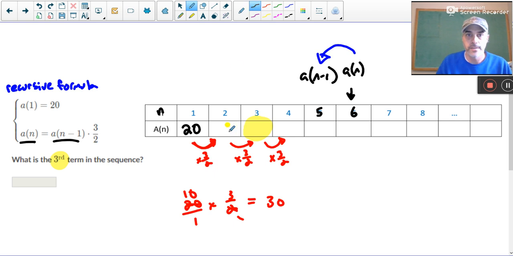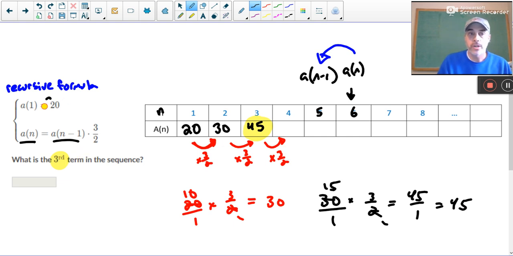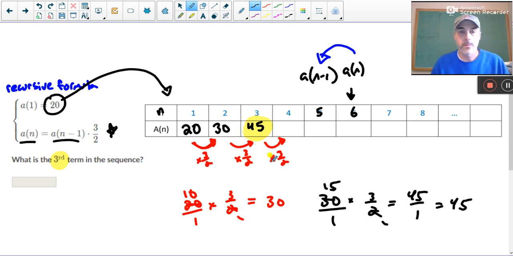I'm going to write that in a different colored ink. Okay, and 30 times 1.5 again is 30 times 3 over 2. Again, I'm going to put this over 1. I'm going to cross simplify, and I'm going to get 15 times 3 is 45 over 1, or 45. It asked for the third term. I started with the first term, and then I followed this recursive formula, times 3 over 2, times 3 over 2, and I finally got the answer of 45.